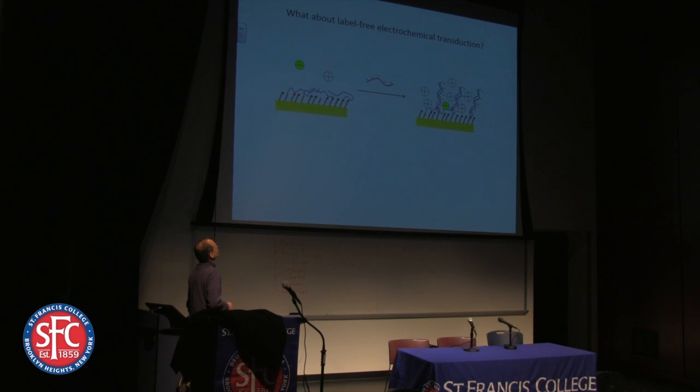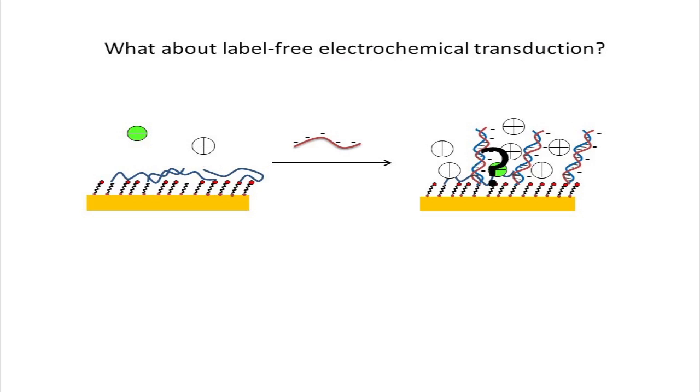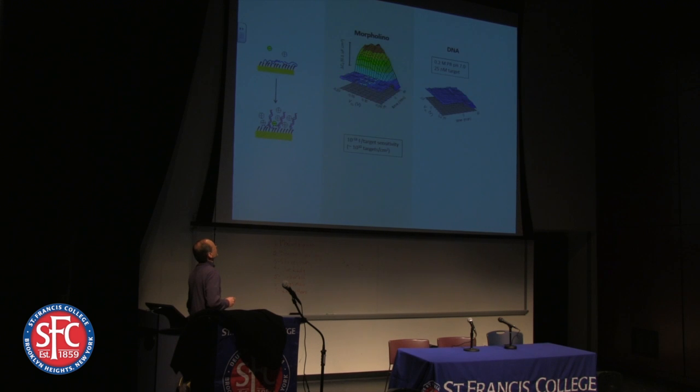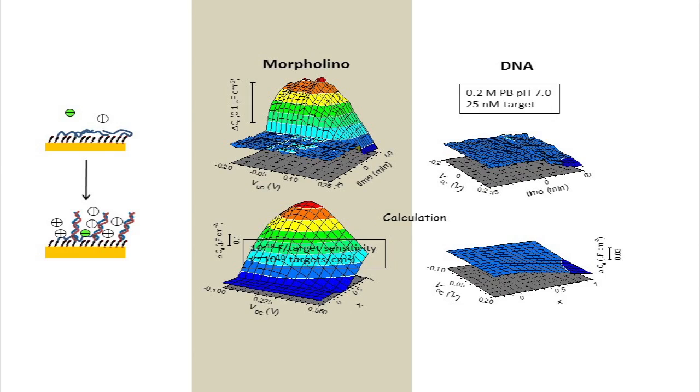You can also look at charge-based detection. Because you have no charge on the morpholinos, when they react with negatively charged DNA, all of a sudden you have much more charge at the surface. And you can detect it by measuring the conductivity of this near-surface region. So when you add your DNA target, all of a sudden you get a much more conductive interface locally. You can measure that using electrochemical methods, dynamic electrochemical methods where you vary the potential at some frequency.